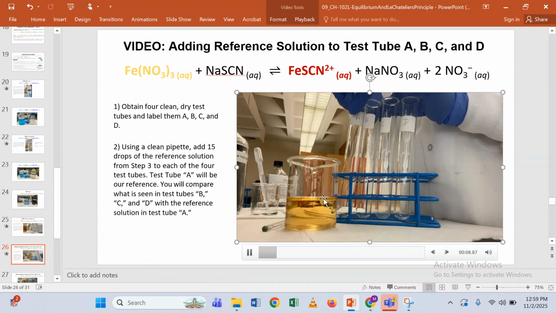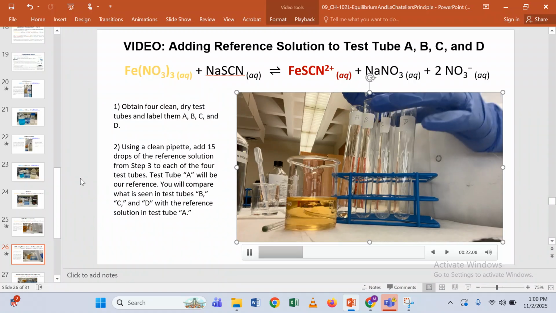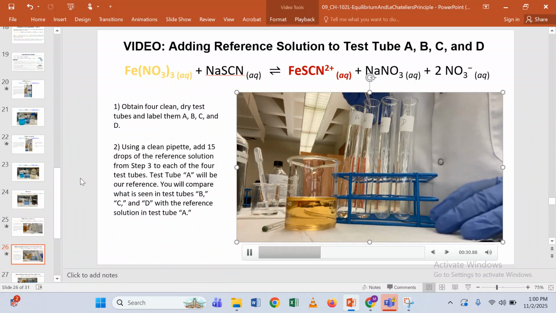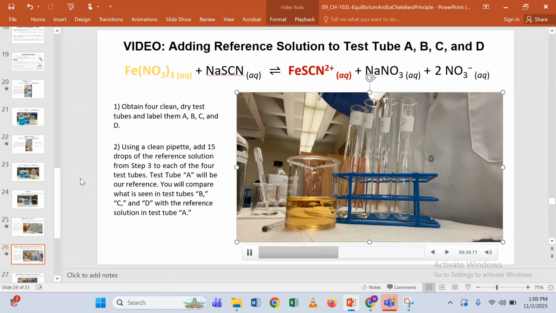We're going to be adding the reference solution, which is the stock solution. We're going to add 15 drops of this reference solution into A, B, C, D. Test tube A will be our reference, and then we're going to compare it to what we see in B, C, and D. So, again, this is just for reference.